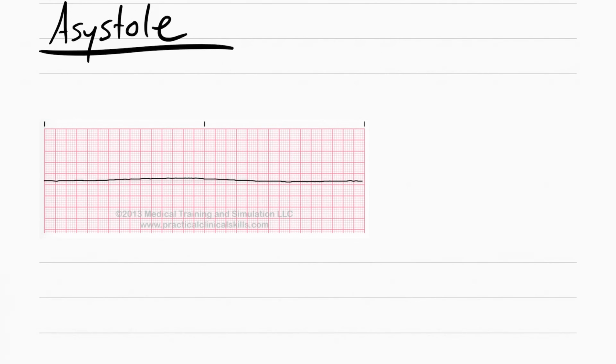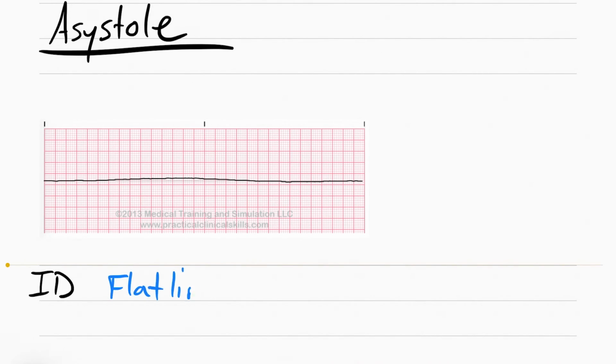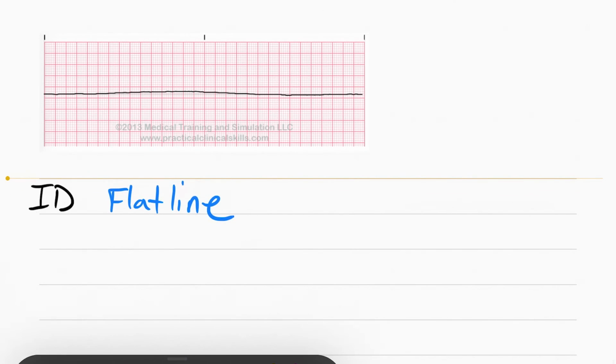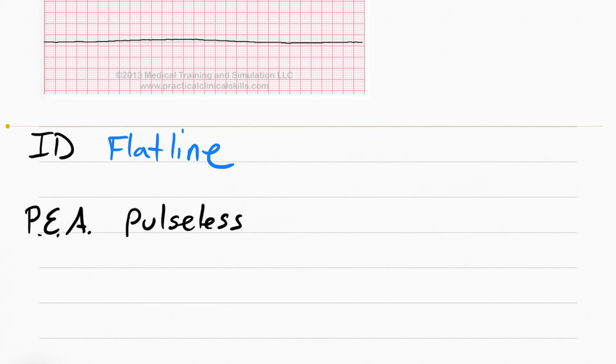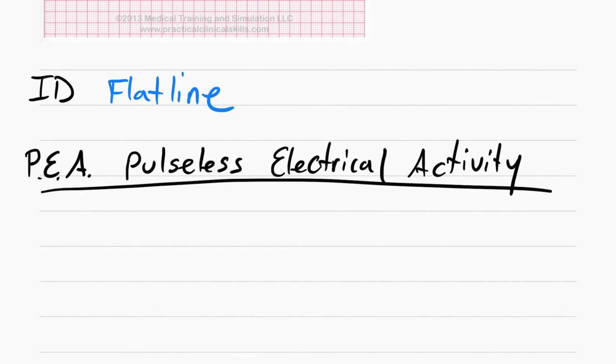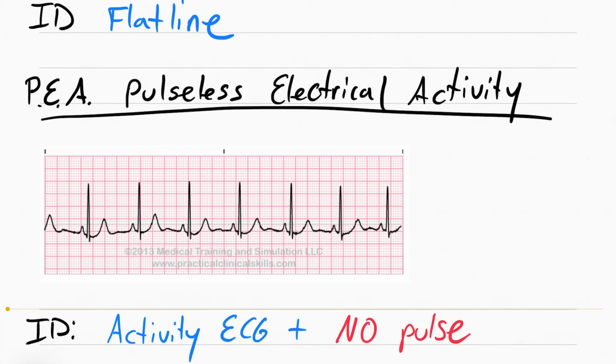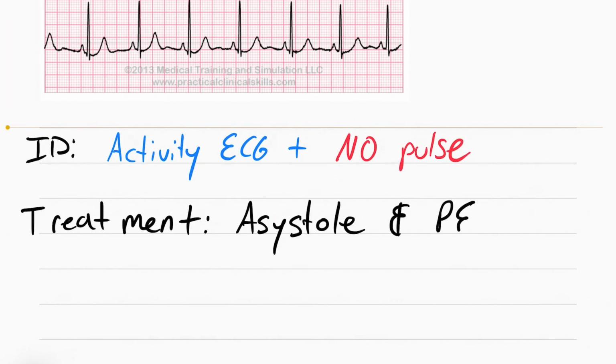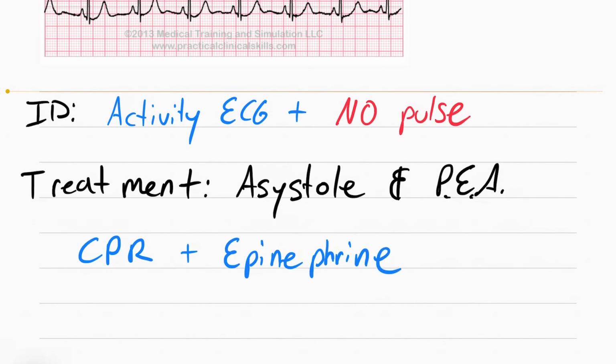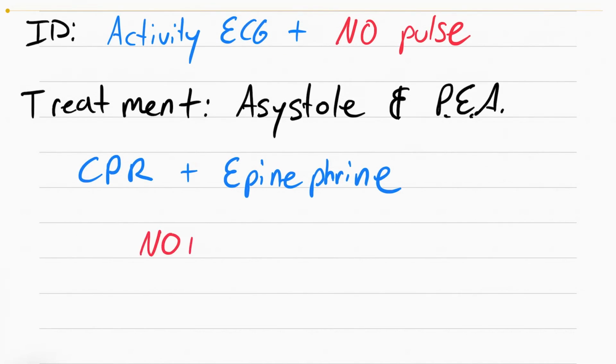The next dysrhythmia is called asystole, and this literally means flatline. So there's no electrical activity in the heart and the patient has no pulse. There's also something called PEA, or pulseless electrical activity. This is when you see electrical activity, but you go to the patient and they have no pulse. The treatment for both asystole and PEA is CPR and epinephrine, not shock. Oftentimes, the media shows whenever a patient goes flatline, you shock, and that's untrue. You want to give CPR and epinephrine.